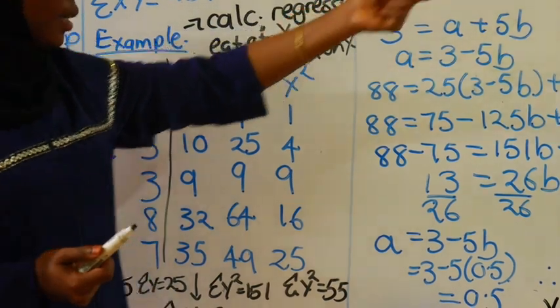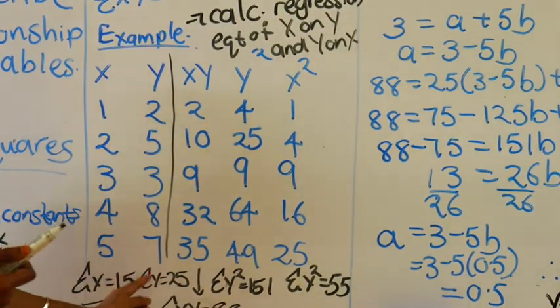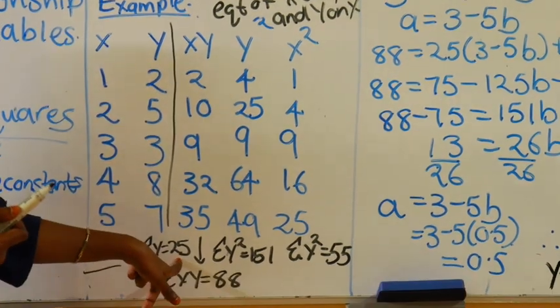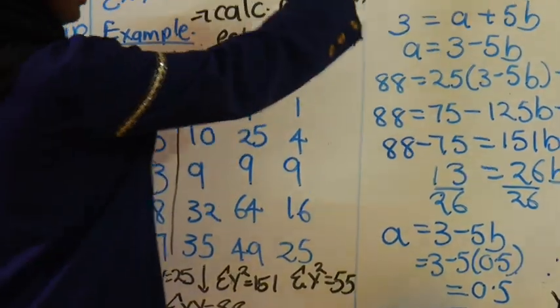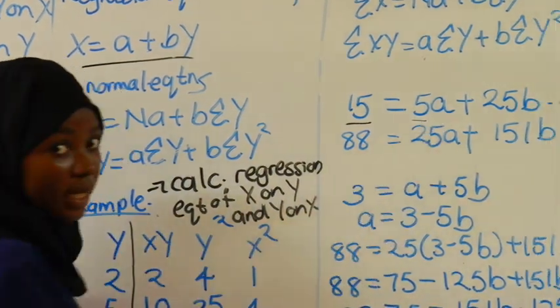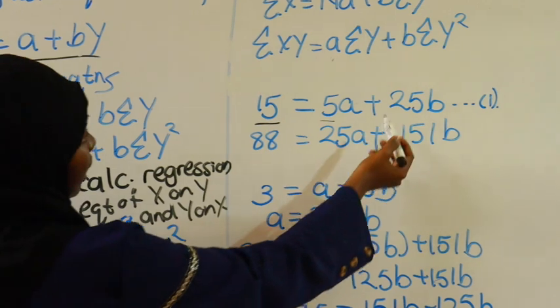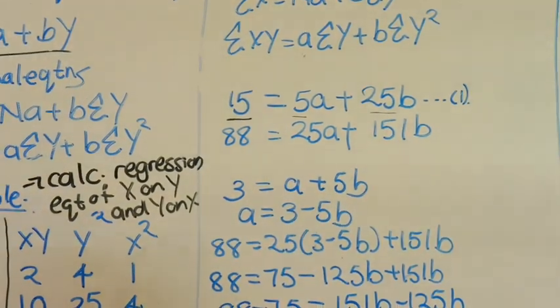Summation of y. You go to your values of y, you add these values of y to give you summation of y, which is 25. So we already have our first equation. Summation of x is 15, our n is 5, a is the constant so it remains, plus summation of y is 25b. Okay, so that is the first equation.